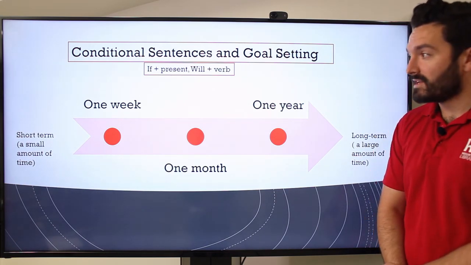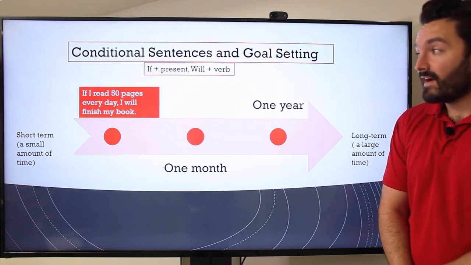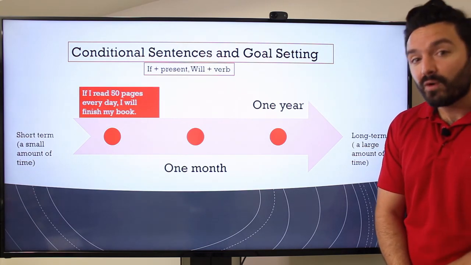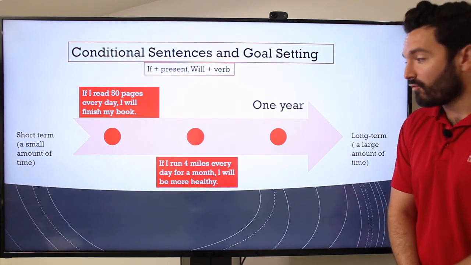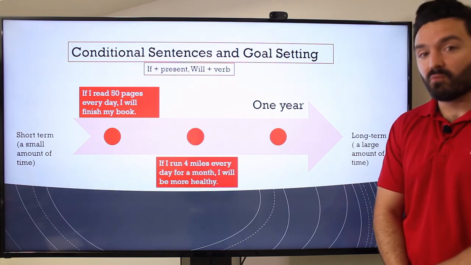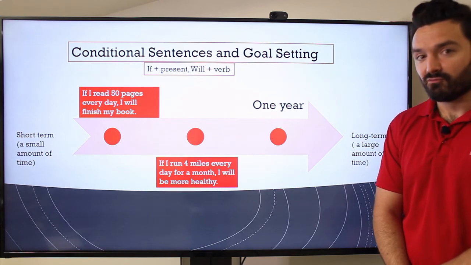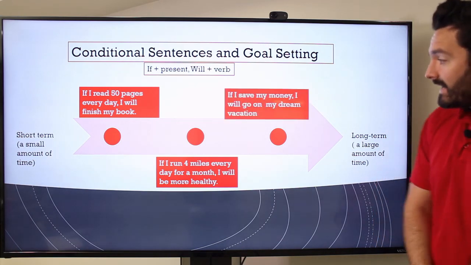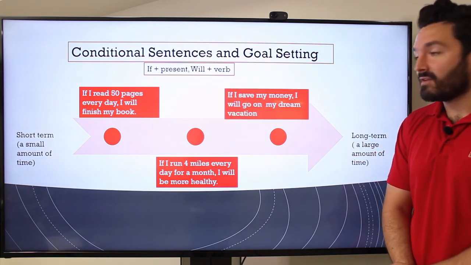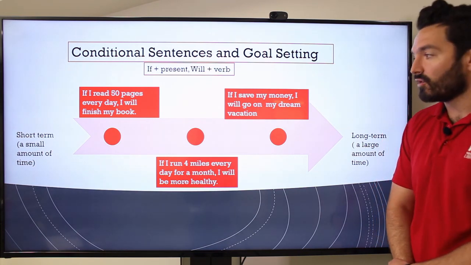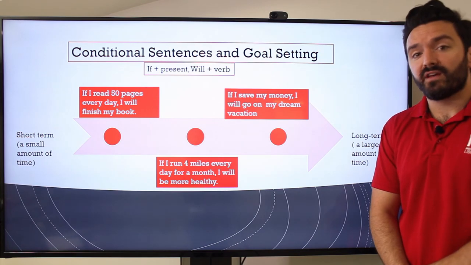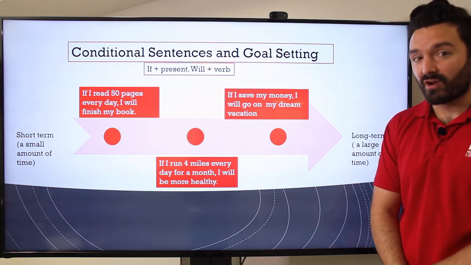Okay, let's see how we did. Well, for me, if I read 50 pages every day, I will finish my book this week. For a month, if I run 4 miles every day for a month, I will be more healthy. And that's something I really need to do. And then finally, for a year, if I save my money for a whole year, I'm going to go on my dream vacation. So if I save money for a whole year, I'll have enough money to go on a vacation. But I don't have enough money right now.